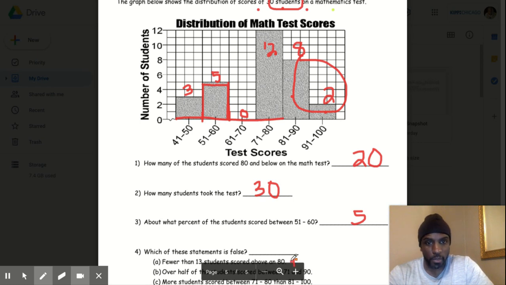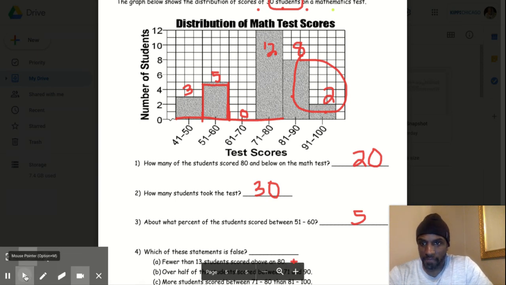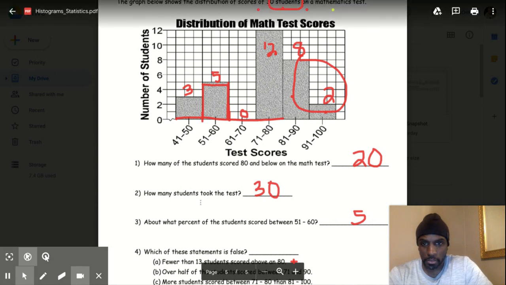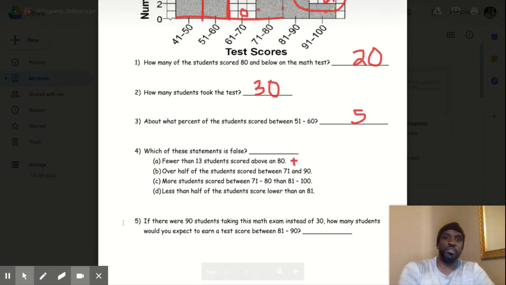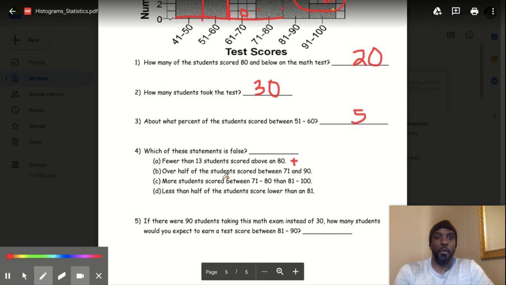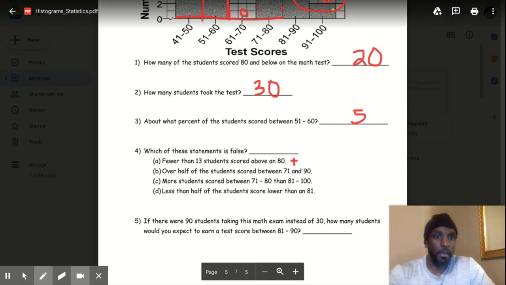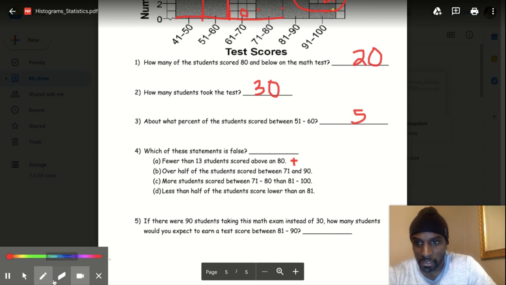We're trying to find out which one is false. Let's keep going. Hold on, let me go ahead and erase this. So we found out that that one was true. Let me scroll up here. Now, over half of the students score between 71 and 80. Well, half of 30 is what? 15. It says over half, so that's not including 15. That means 16 or higher. Over half of them score between 71 and 90.